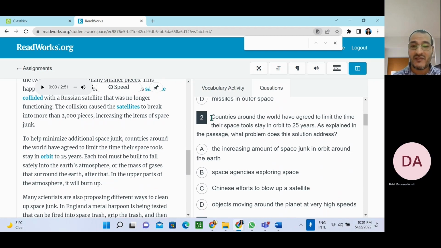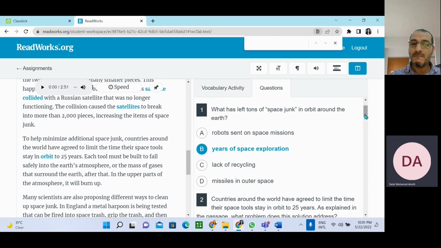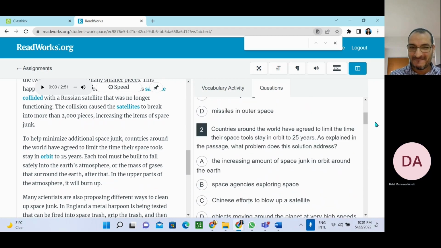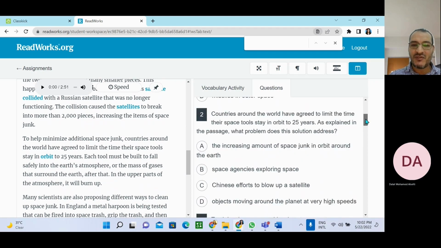Okay, let's get number 2, please. Read it carefully. Here the keywords are space junk and orbit. And here it's 25 years. There is a number, so this is one of the keywords that can help me. Countries around the world have agreed to limit the time their space tools stay in orbit to 25 years, as explained in the passage. What problem does this solution address?